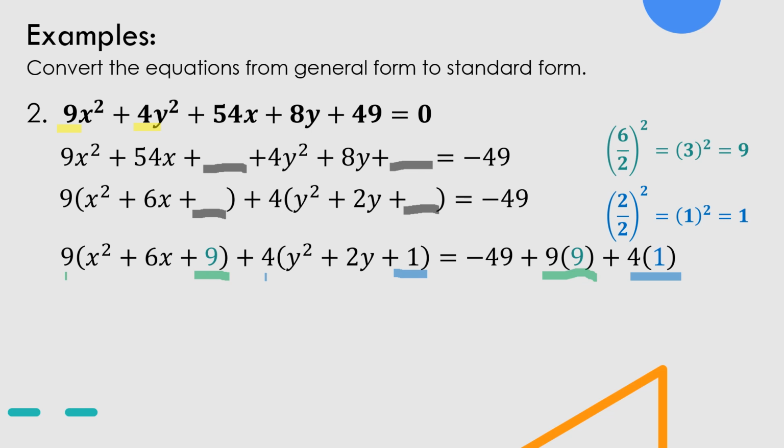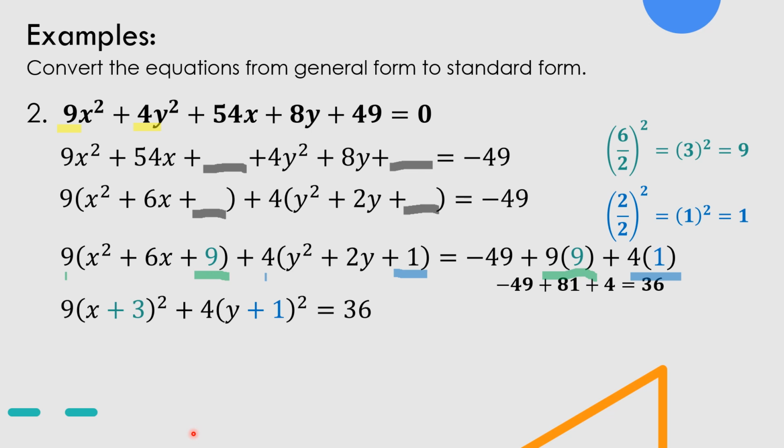Okay, so we're still going to go ahead and factor. Remember, when we take half of that middle term, 3 for the x, and half of this middle term, the 1 for the y's, that's going to give us the back end of our factors. So the coefficient stays 9 multiplied by the quantity of x plus 3 squared, and then the 4 multiplied by the quantity of y plus 1 squared. And off to the side, you'll see I've combined negative 49 plus 9 times 9, which is 81, plus 4 times 1. All of that together makes the entire equation equal to 36. Great.